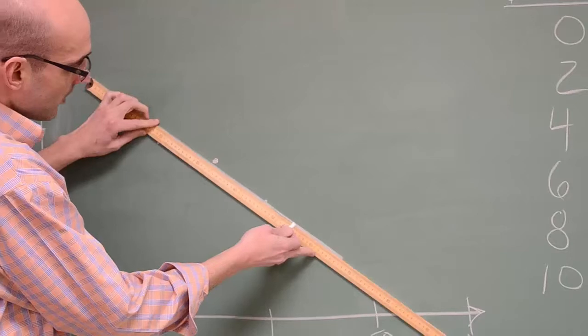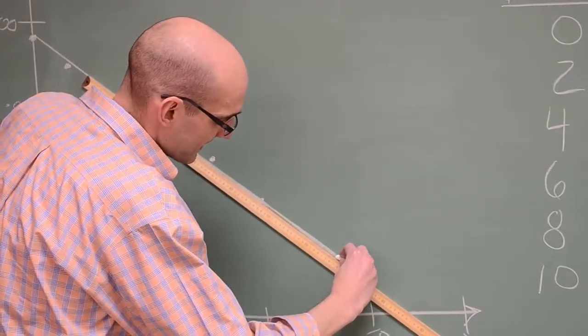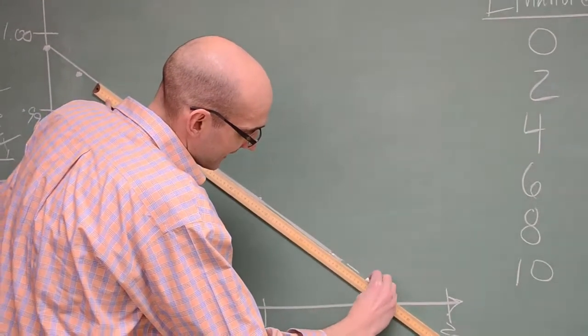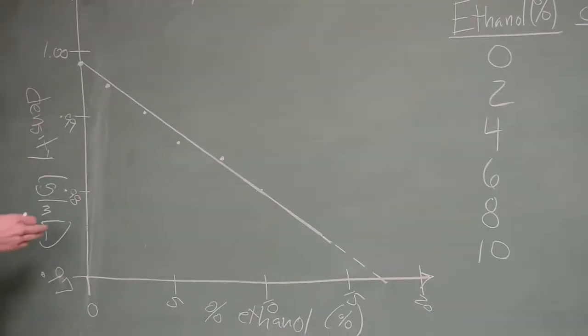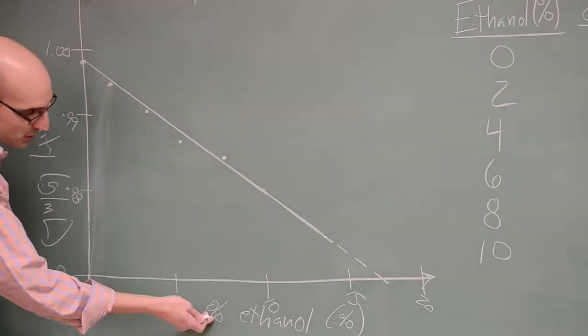And then finally, we can extrapolate this. We can continue it on further by just adding a dashed line in until we hit our axes. So there we go. This is our density as a function of ethanol.